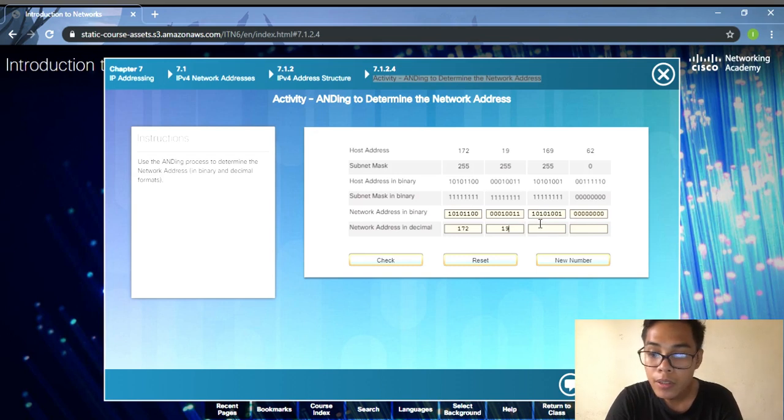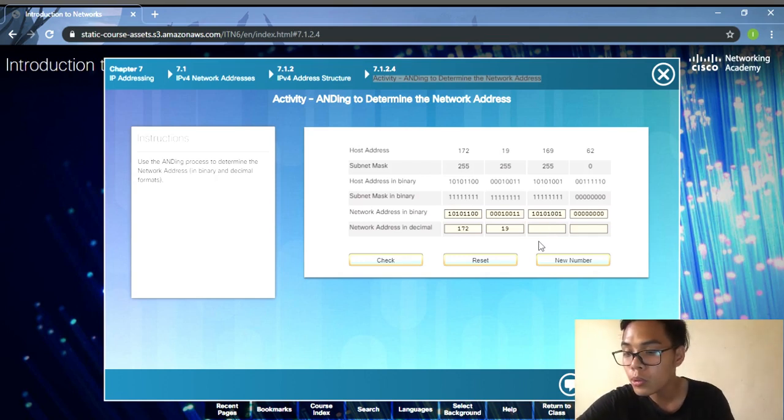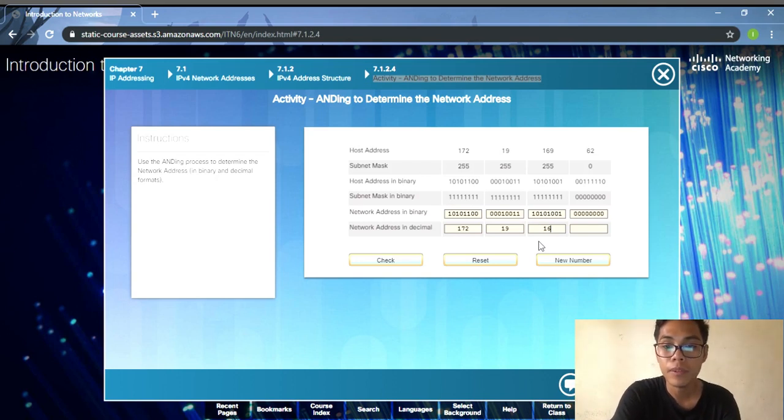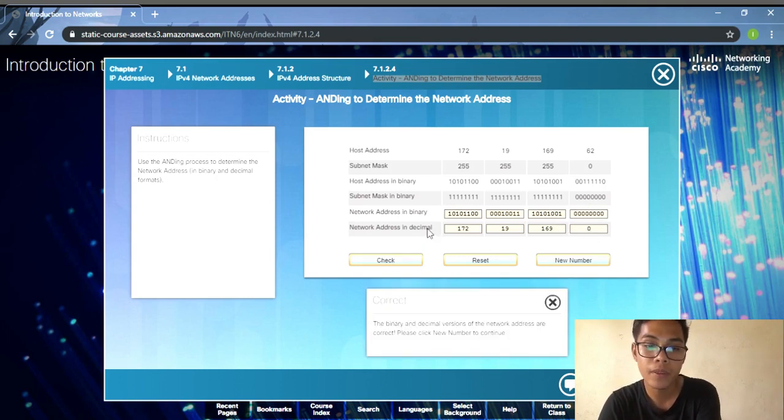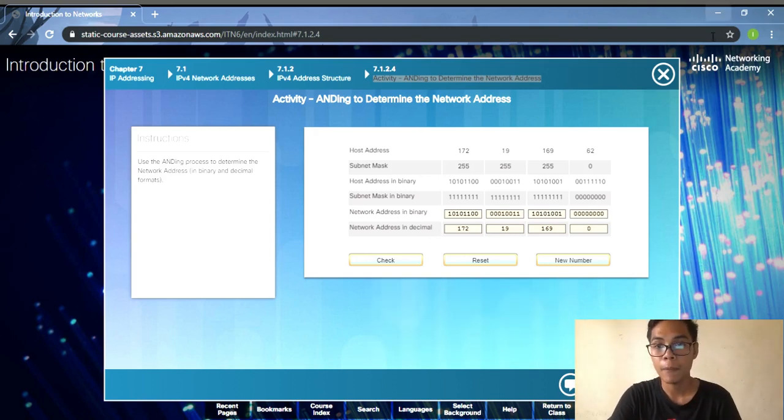Here we have 1 0 1 0 1 0 0 1. So we just add 128 plus 32 plus 8 plus 1. So the answer will be 169. And the answer here is 0 because it has no value there. So let's check. Correct. The binary and decimal versions of the network address are correct. Please click new number to continue. So we have answered that correctly. And let's try the next activity.